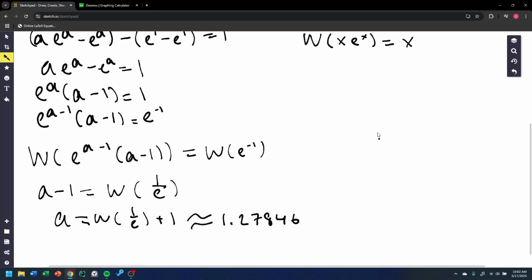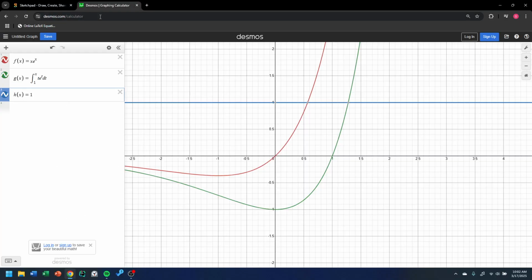Alright, so over here I have the Desmos graph of this. So f of x is equal to x times e to the power of x, which is our probability density function. I have set up g of x as our integral, where x is representing alpha. And when we solve for h of x equals 1, we're finding where this integral is equal to 1. We see it gives us the same value of alpha as approximately 1.27846.